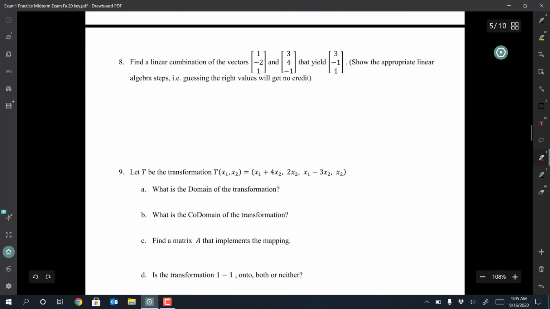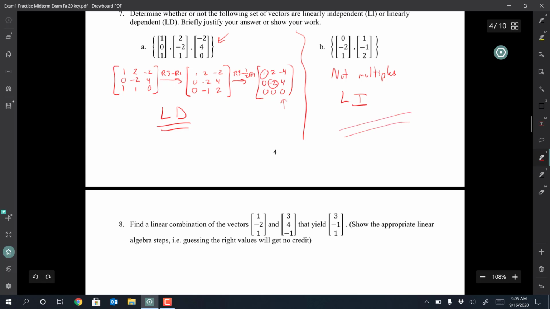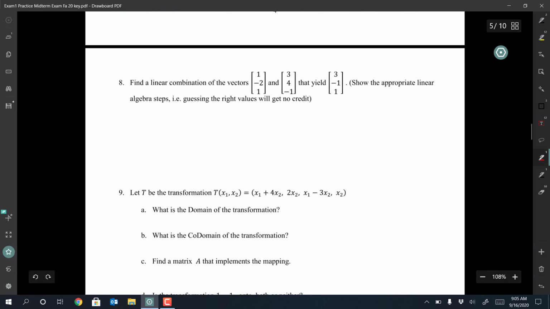All right. And of course, just as a quick reminder, if I didn't remember that rule, I could always put them into a matrix and do row reduction. I would see that there's a pivot in every column. All right, number 8, find a linear combination of the vectors that yield this other vector.